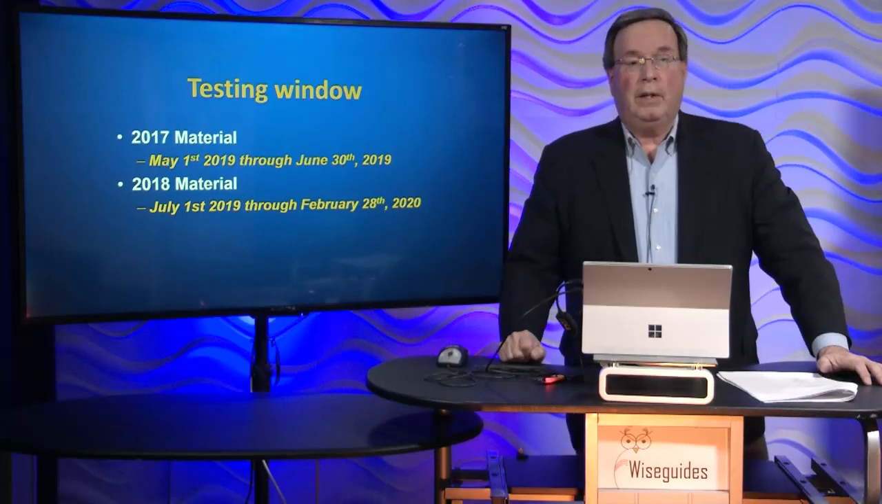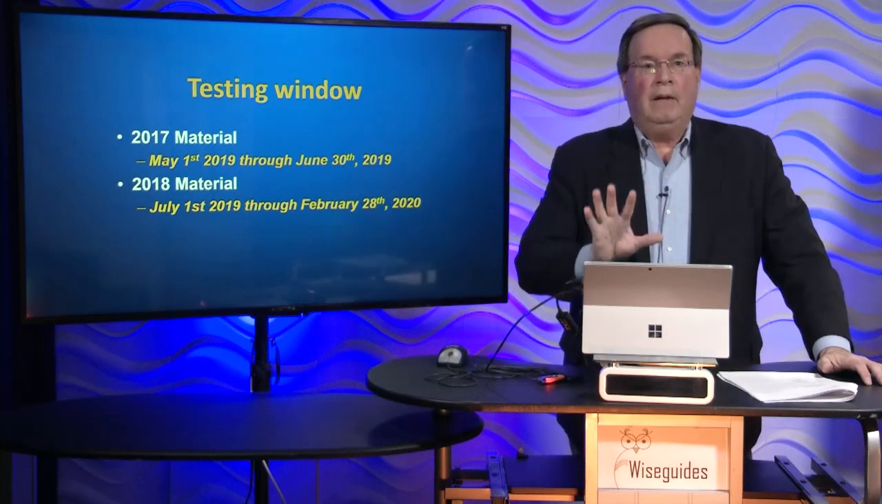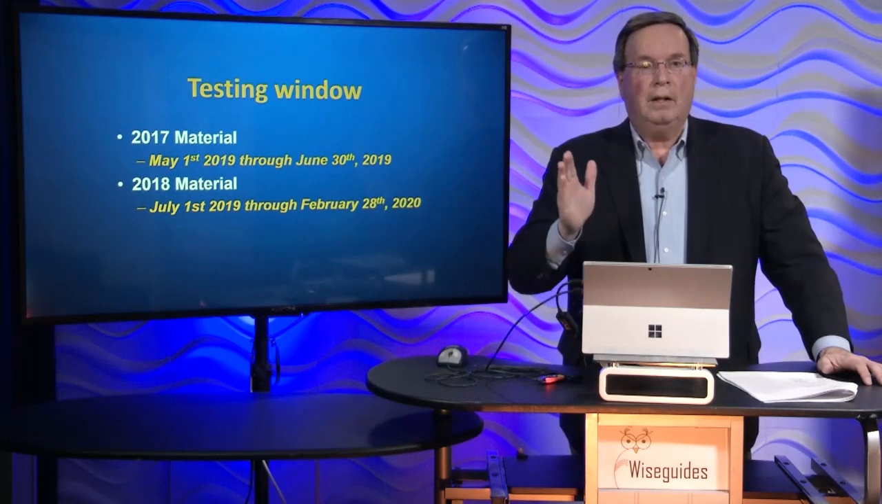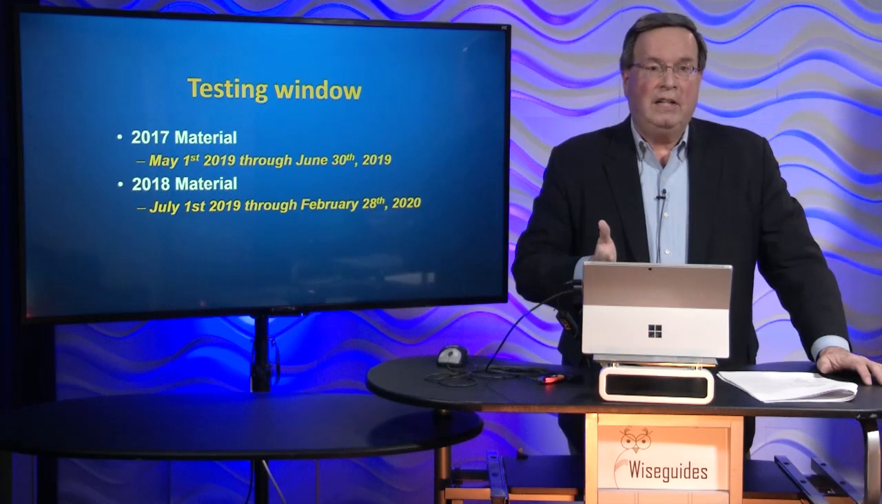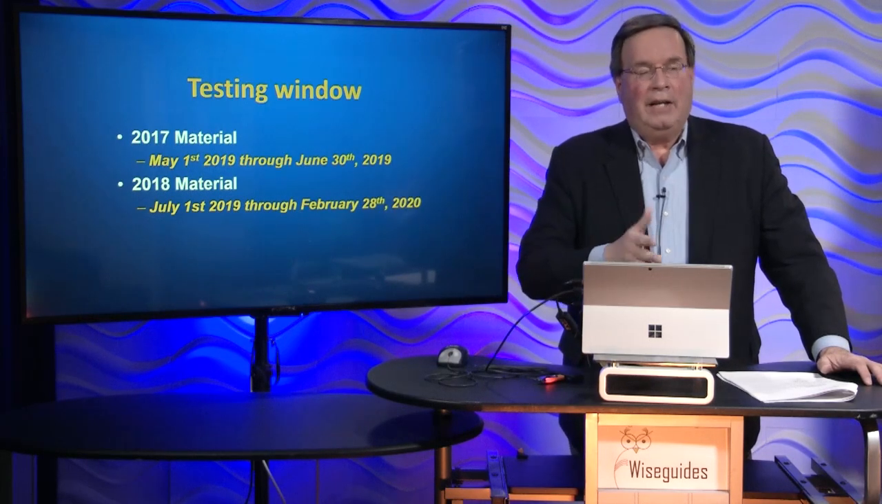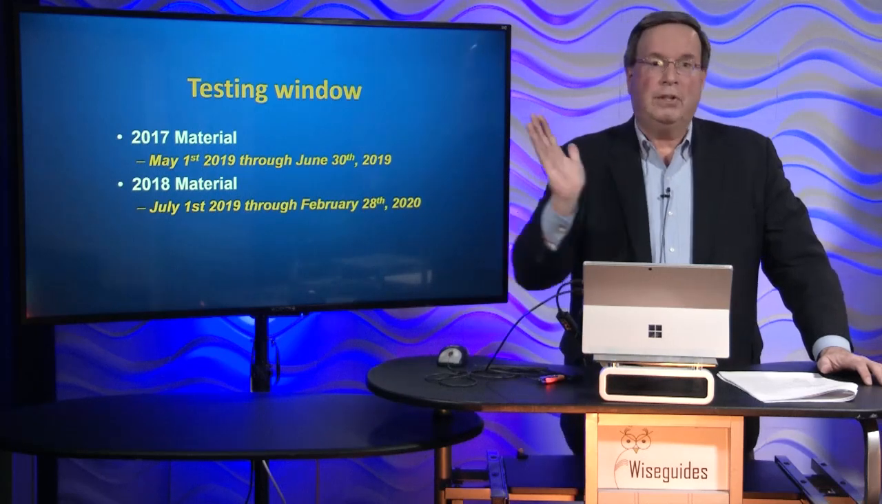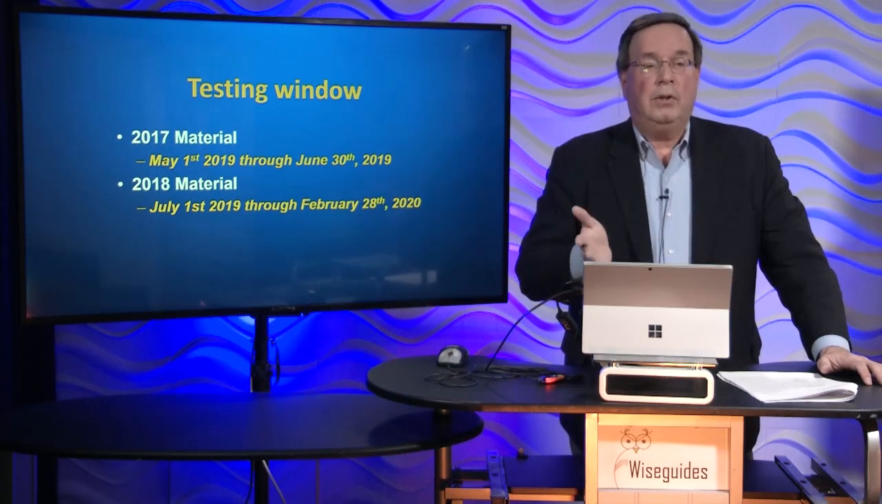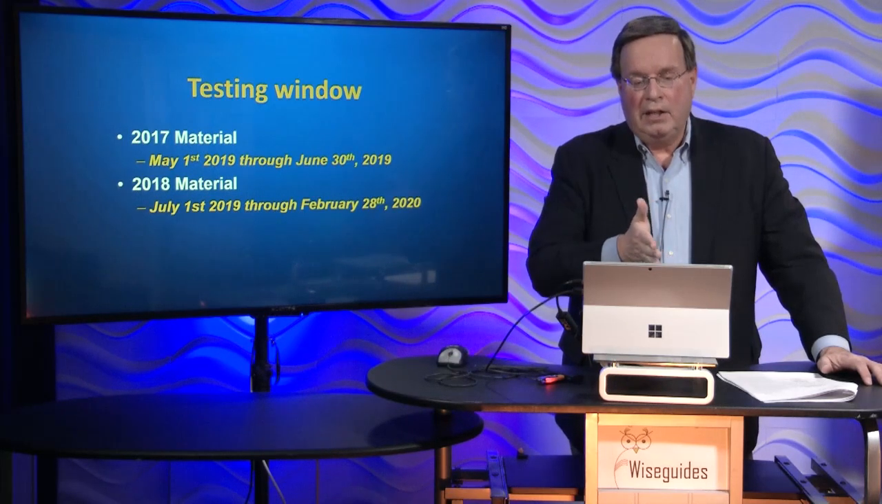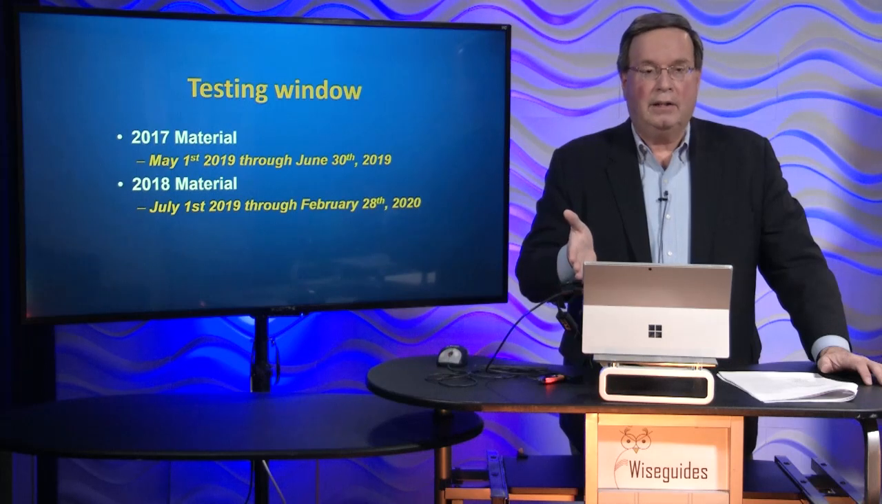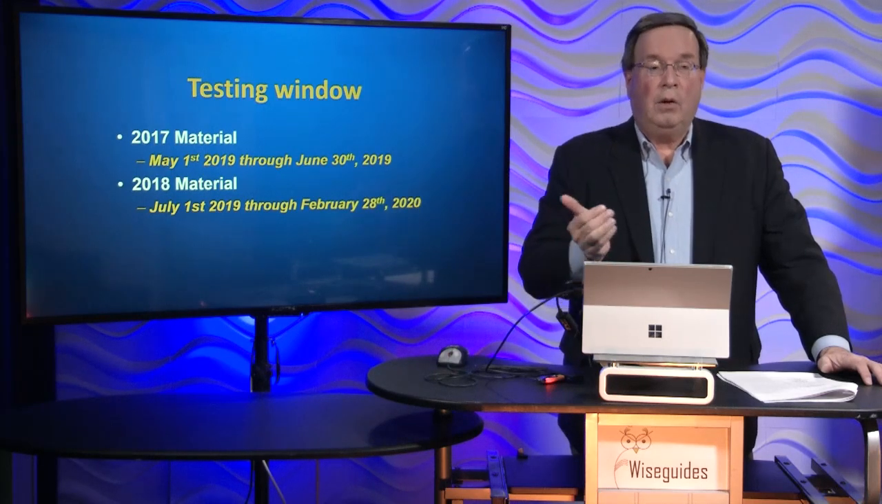Number 1, the testing window has changed. If you're viewing this video before June 30th, the 2017 tax year, as far as I'm concerned, is 100 years ago. But due to the government shutdown, the IRS did not have the exam ready. So what they said is that from May 1st, 2019 through June 30th, 2019, they're going to be testing the old material.